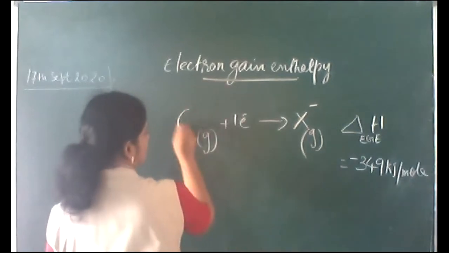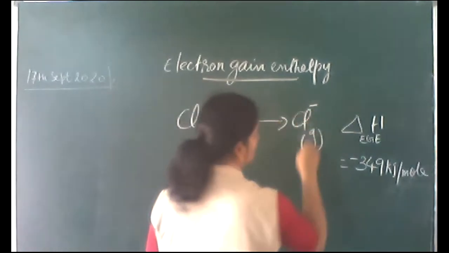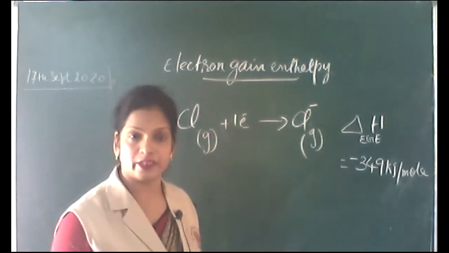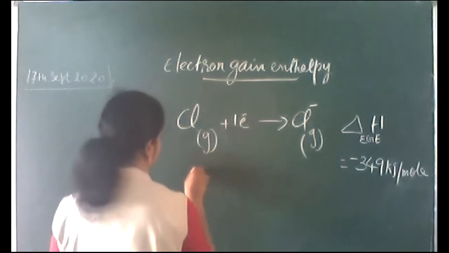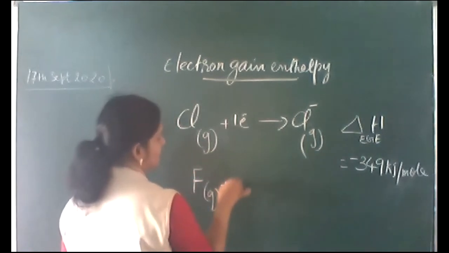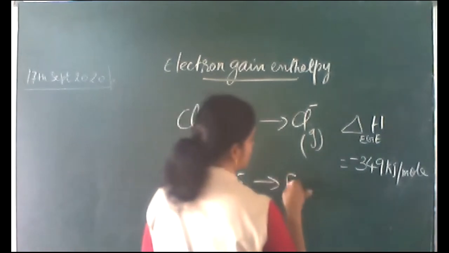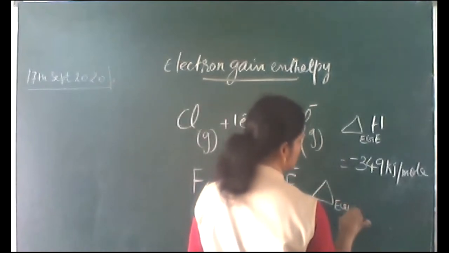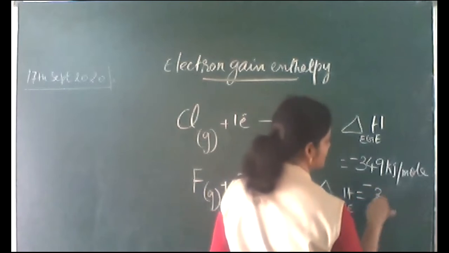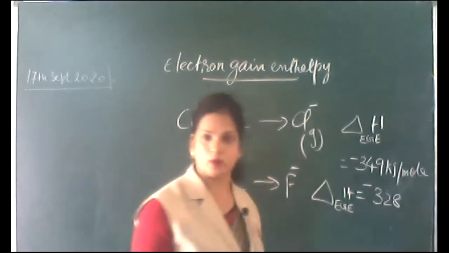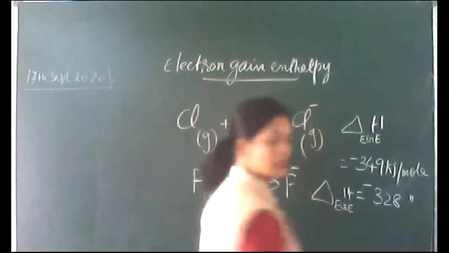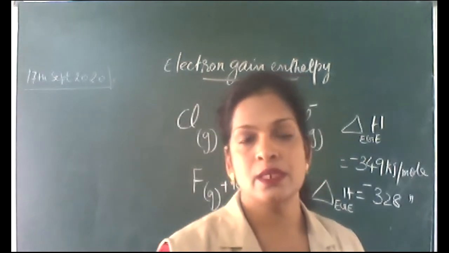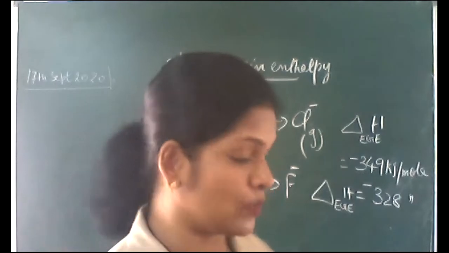See, the negative sign shows the amount of energy released. I'm replacing X by chlorine. X is general. If this is chlorine, then it is minus 349. What about fluorine? F in the gaseous state, when it takes one electron, becomes F minus. Delta EGH is equal to minus 328 kilojoules per mole. See the magnitude of the amount of energy released, that magnitude is only 328.